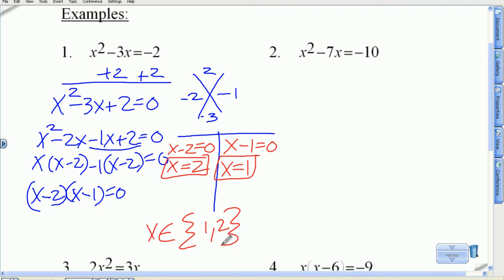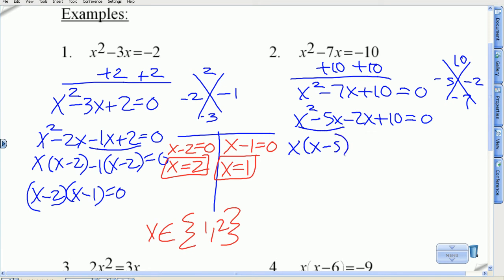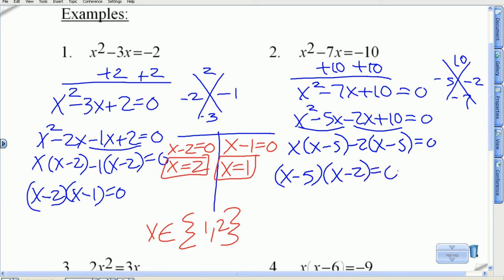Let's take a look at problem number 2. First thing I'll do is add 10 to both sides to set this equal to 0. x squared minus 7x plus 10 is equal to 0. I'm going to do my puzzle. Factors of 10 that add up to be negative 7 are negative 5 and negative 2. So x squared minus 5x minus 2x plus 10 is equal to 0. I factor an x out of the first two terms. I factor a negative 2 out of the last two terms. I factor an x minus 5 out of these two terms. So I get x minus 5 and x minus 2. That product is equal to 0.